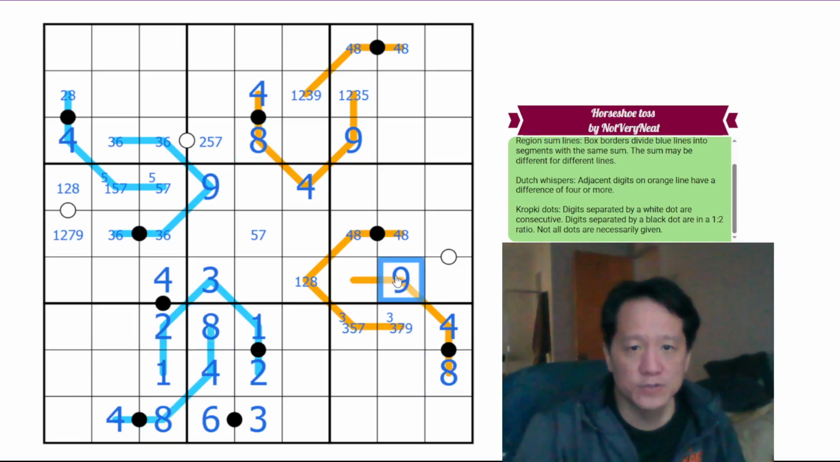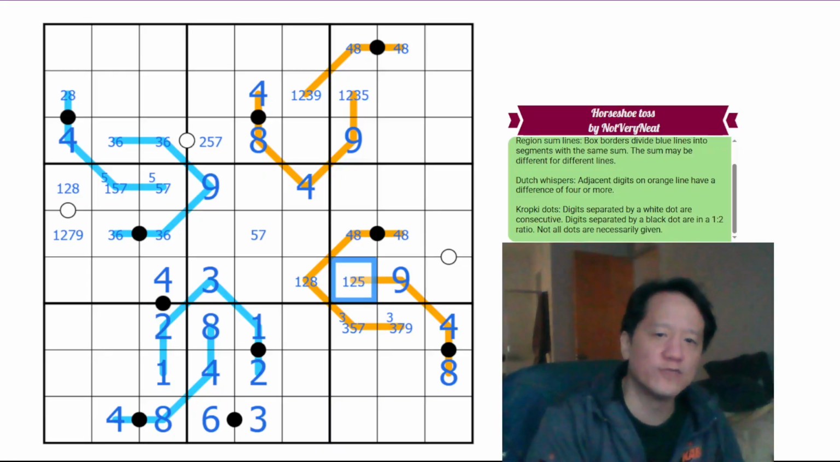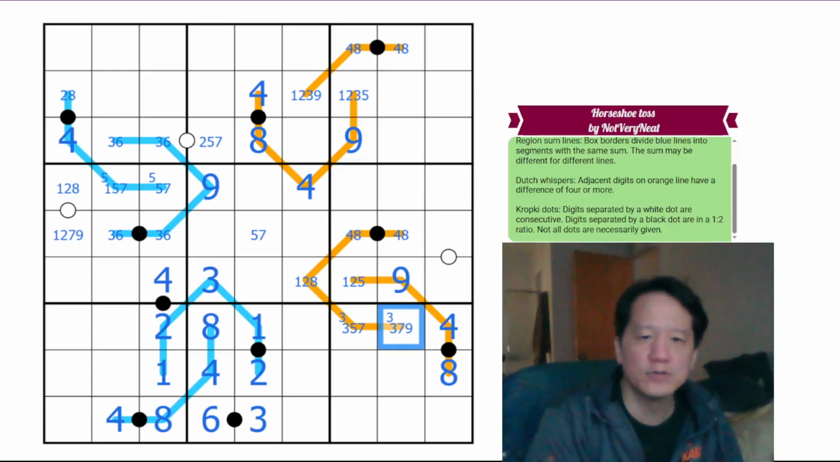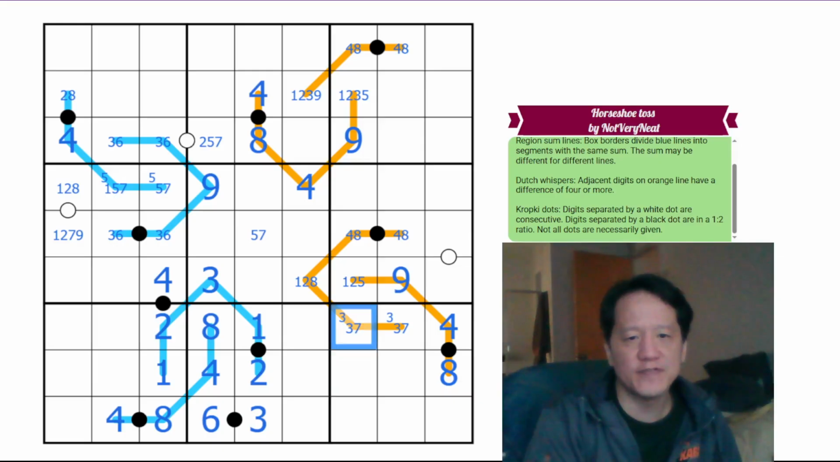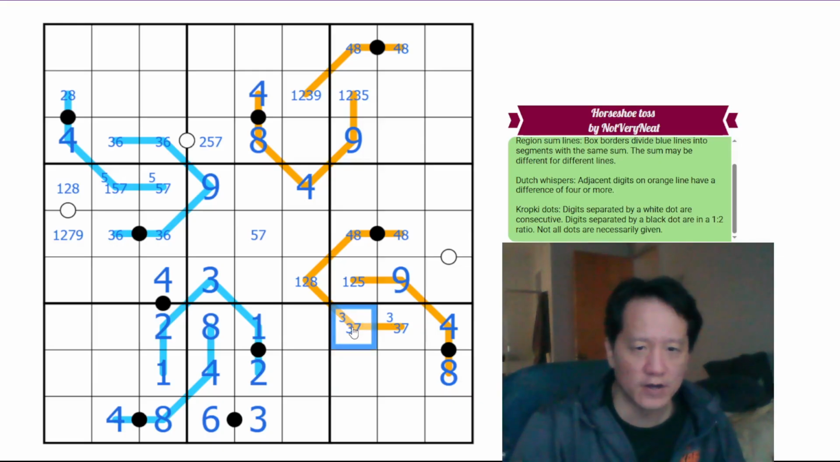Okay, so this is 9, which can be next to 1, 2, or 5 on a whisper 4 line. This also eliminates 9 from being here. So this can no longer be 5 here, because if this were a 5, it can only be next to 1 or 9 on a whisper 4 line. So this is a 3, 7 pair here. Interesting.